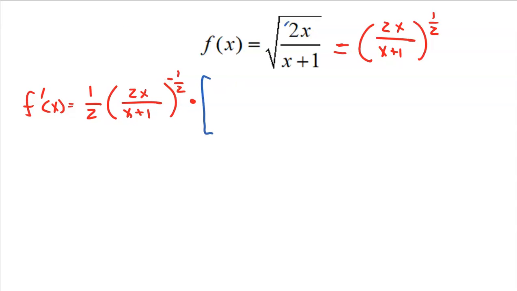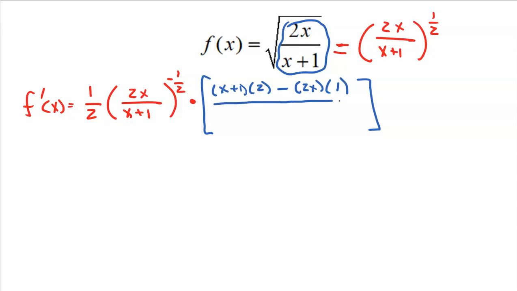Now here's where it gets a little tricky, because now I have to multiply by the derivative of the inside. But the inside is this, which is going to require the quotient rule. So here I go, finding the derivative of that inside portion. Denominator, left alone, times the derivative of the top, 2, minus the top, 2x, times the derivative of the bottom, 1, all divided by my denominator, x plus 1 squared. Okay, that wasn't too bad.